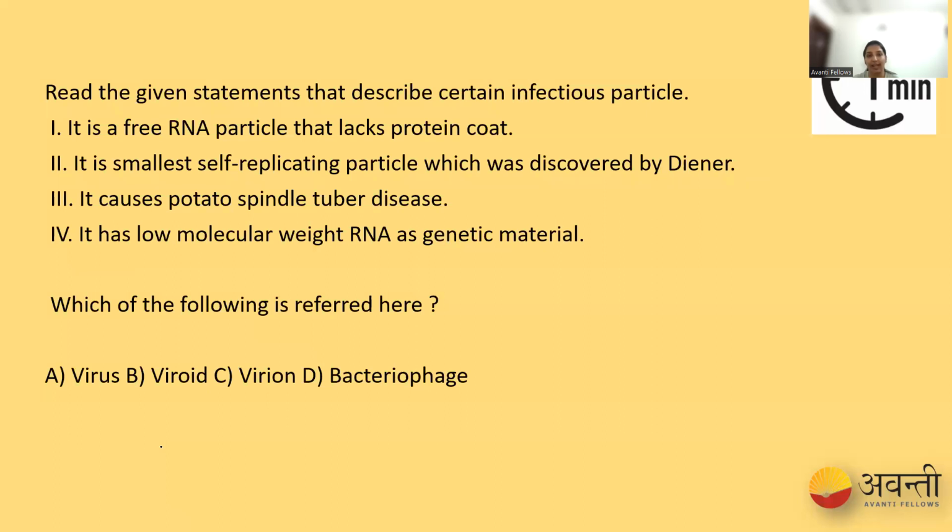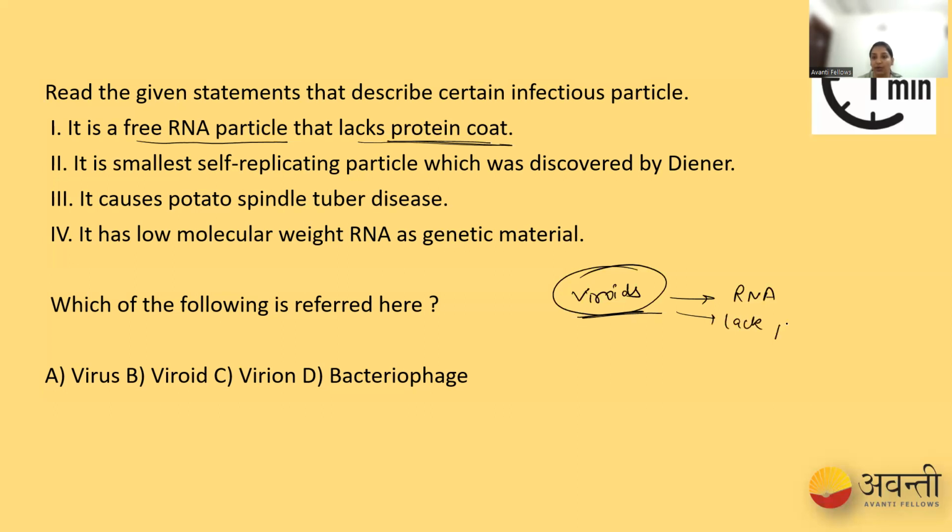So you have to find out the organism with respect to the statements given in the question. By looking at one statement, you can easily identify the organism. That is a free RNA particle that lacks protein coat. That means they're talking about viroids. Viroids are the ones which have the naked RNA or the free RNA. They lack protein coat.